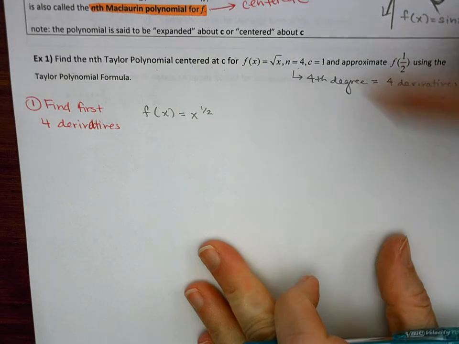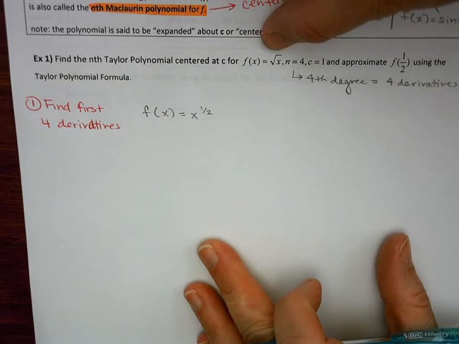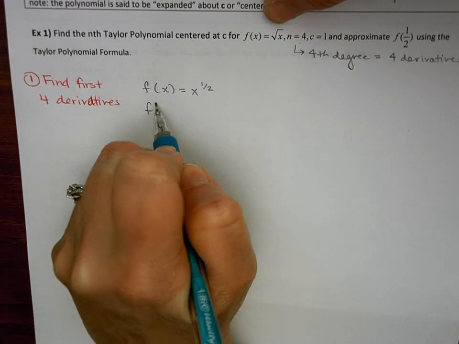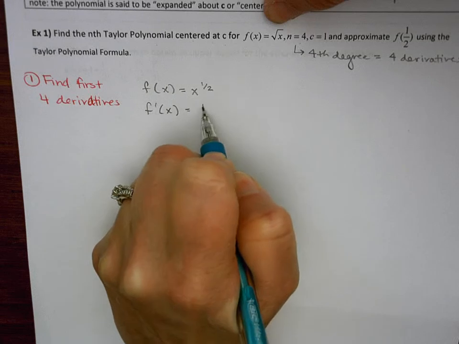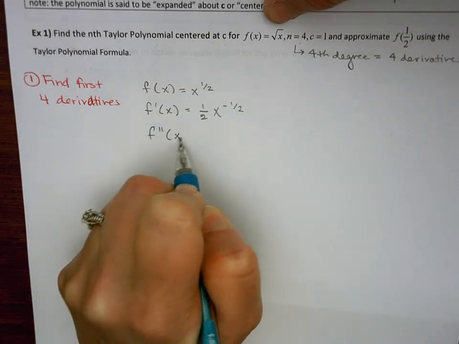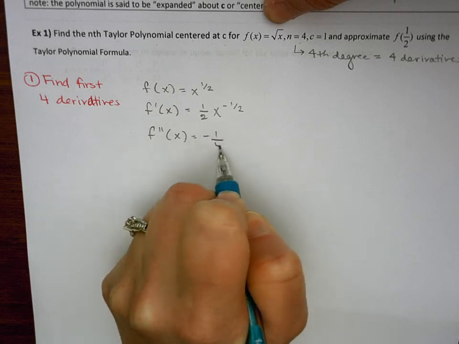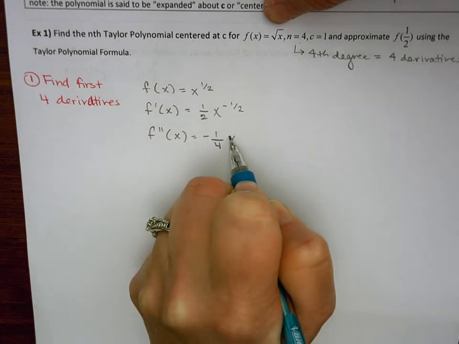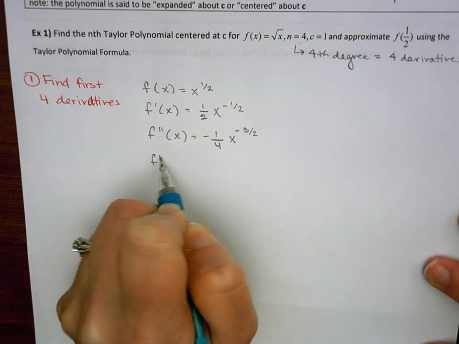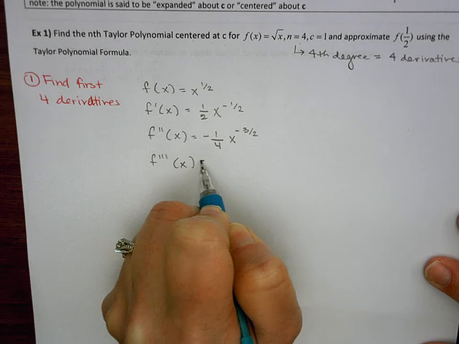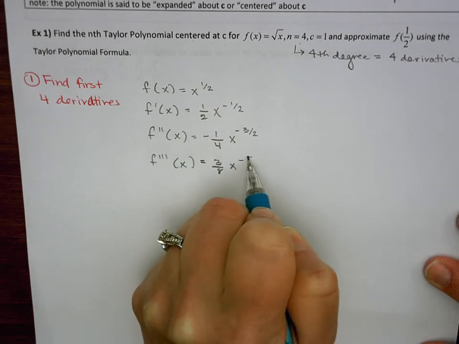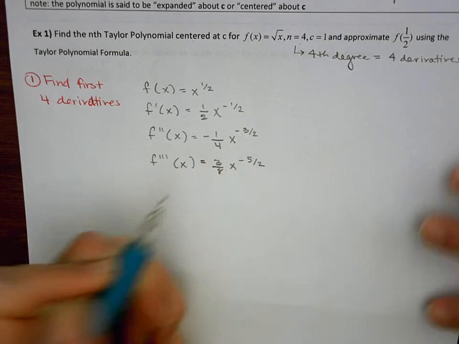So f of x is the square root of x, so that would be x to the 1/2 power. And from here, I just want to find 4 derivatives. And one more.